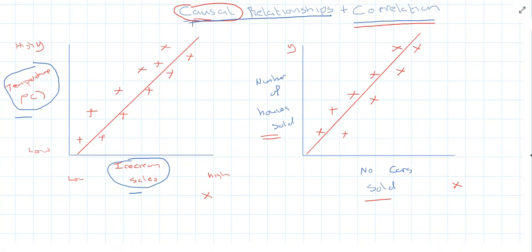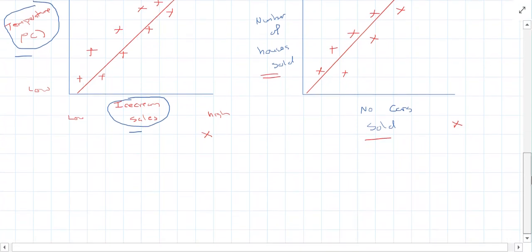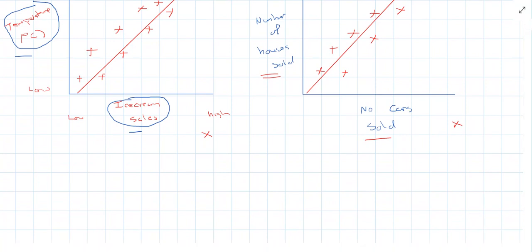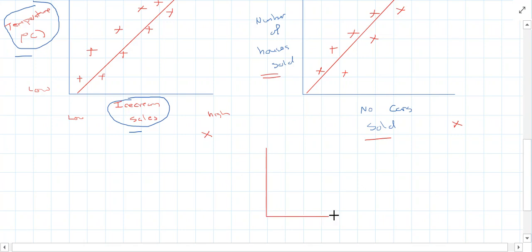Some other examples, then, of ones that are definitely a causal relationship. If we had something like this, so let's say we had age, let's say the age of the car and the value.